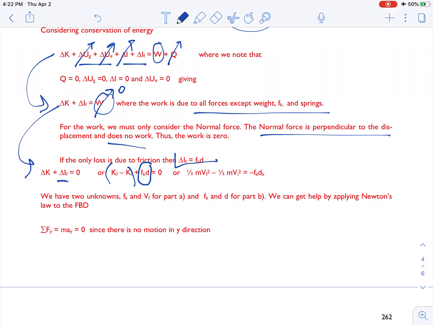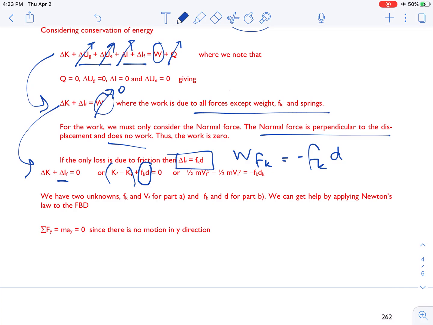So we are using this definition here. And work done by friction was negative FKD, so remember that, okay? Work done by friction is negative FKD, but since the change in internal energy due to friction is on the left side, when you put it there, it became positive. Again, that's the definition. So that's what we used. Again, that is given in the equation sheet.